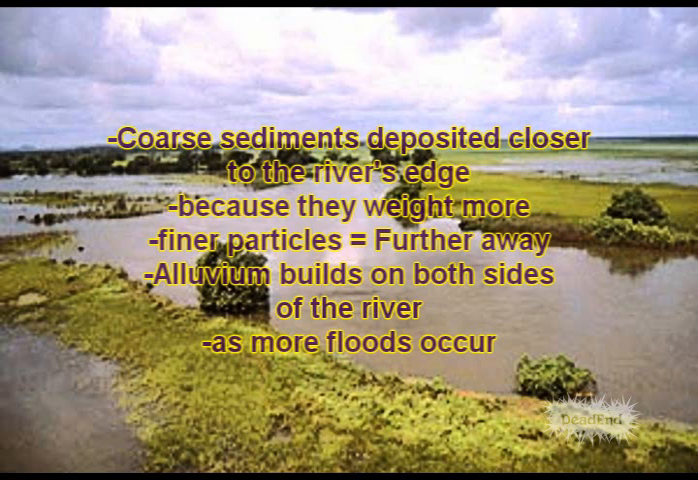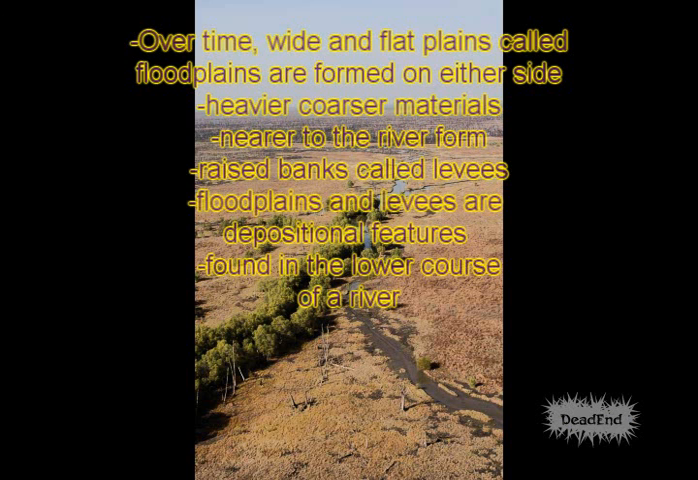The deposited material, or alluvium, builds up on both sides of the river as more and more floods occur. Over time, wide and flat plains called floodplains are formed on either side of the river. The heavier and coarser materials nearer to the river form raised banks called levees. Floodplains and levees are depositional features which can be found at the lower course of a river.